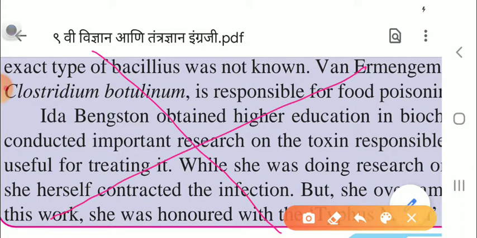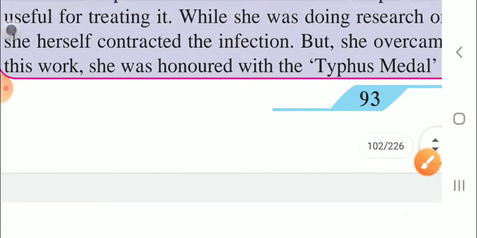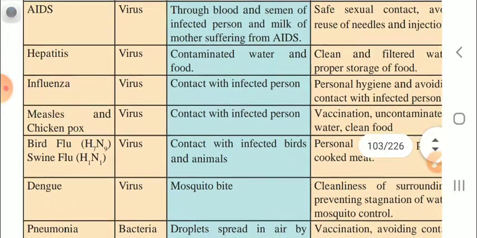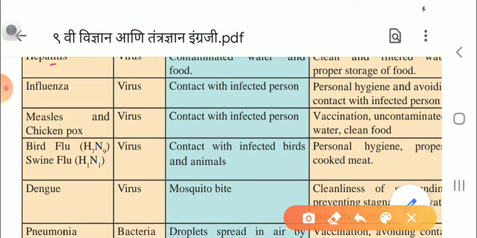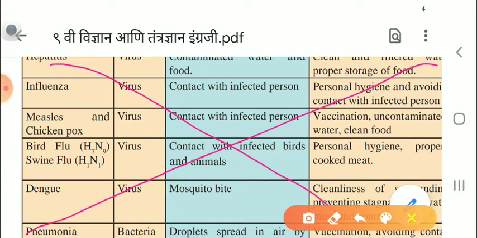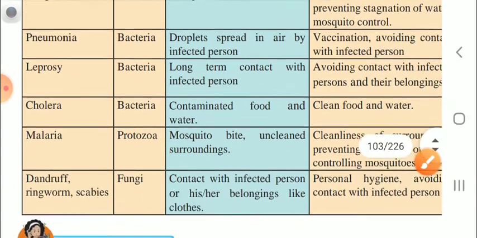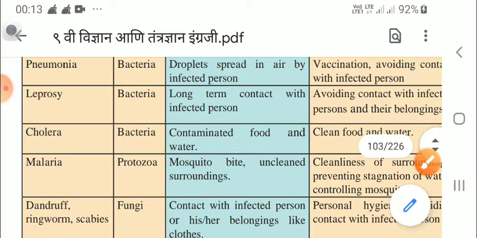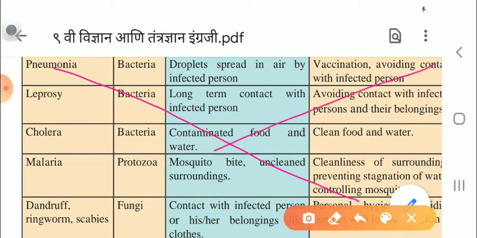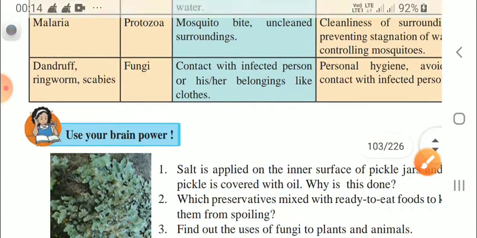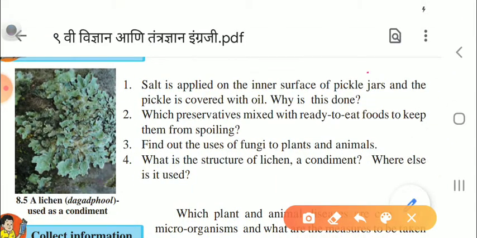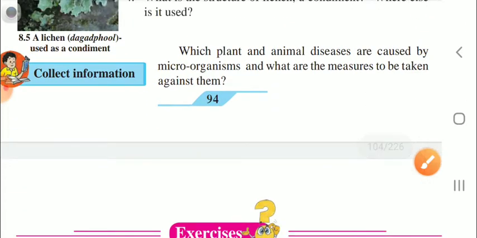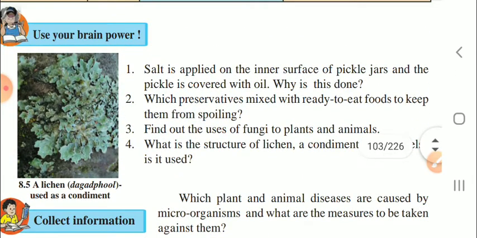This topic is cancelled for you. Again, this topic is also cancelled for you. So this way we are ending this chapter already.